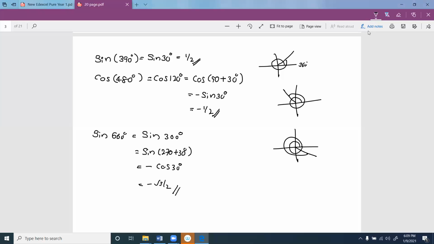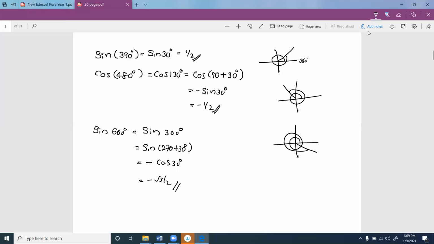Let's go to another extension. If it is a question like this, sine 765, how are you supposed to do it? That's a problem we have to come across.